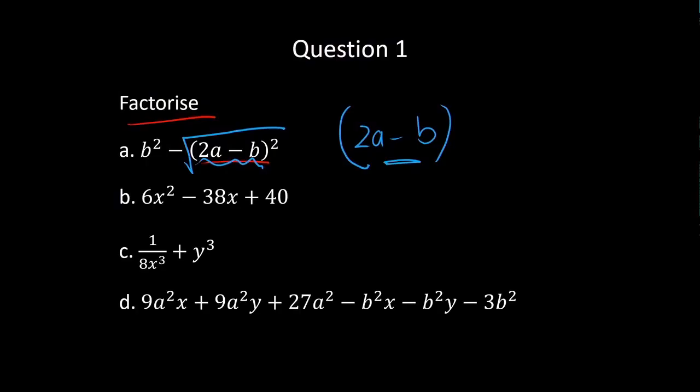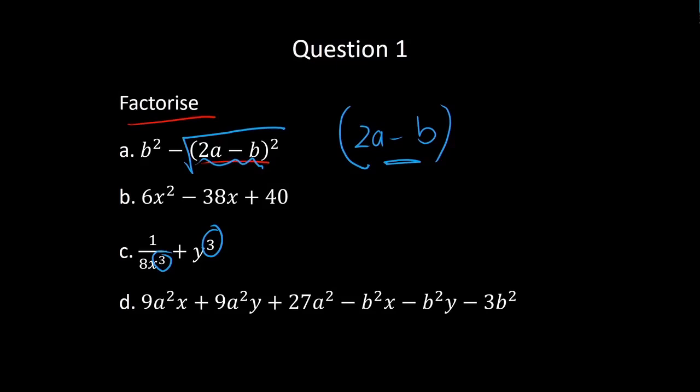All right, let's look at the next question. This is part C, and we are asked to factorize 1 over 8x cubed plus y cubed. So now we see this, powers of 3. So that straight away shows me, okay, I've got 2 numbers that are cubes, I've got a plus sign between them. That means I'm dealing with a sum of 2 cubes.